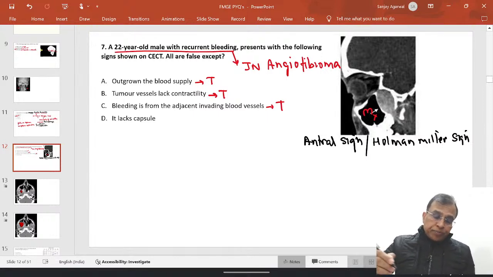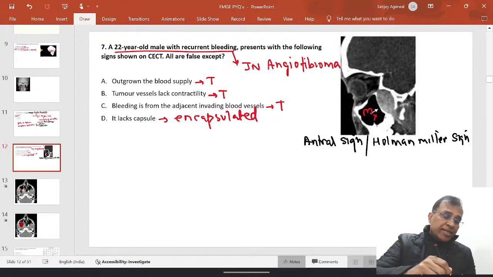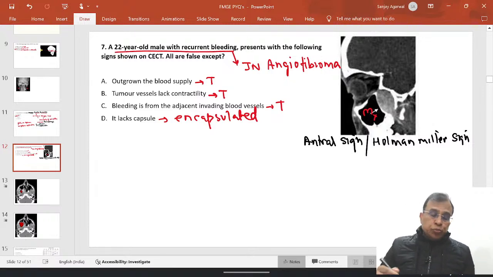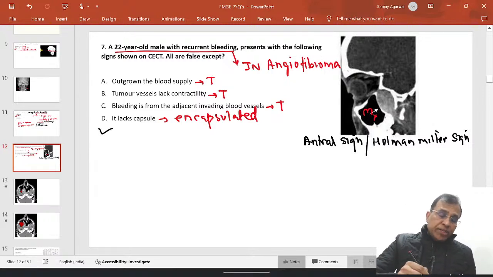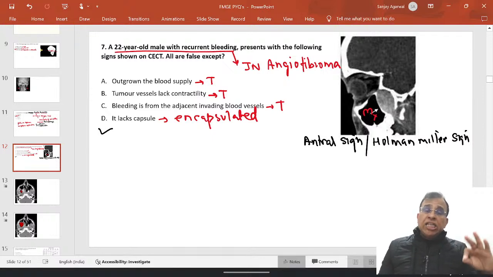And "it lacks a capsule" is not true. It is described as an encapsulated tumor, unlike glomus tumor. That means it has a capsule around it. So that is not true. Okay. But in angiofibroma, the two most important things you have to know: they give you the history, a male child with epistaxis, what is the likely diagnosis?